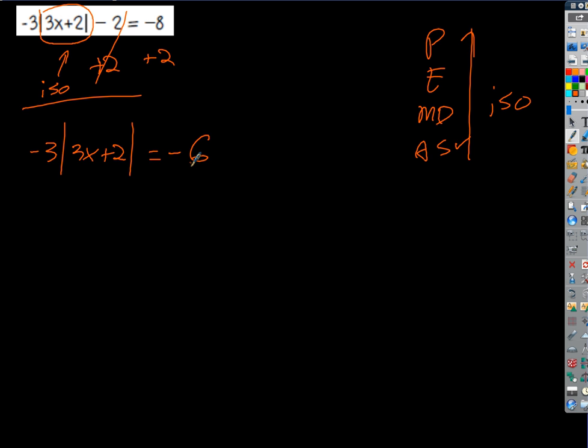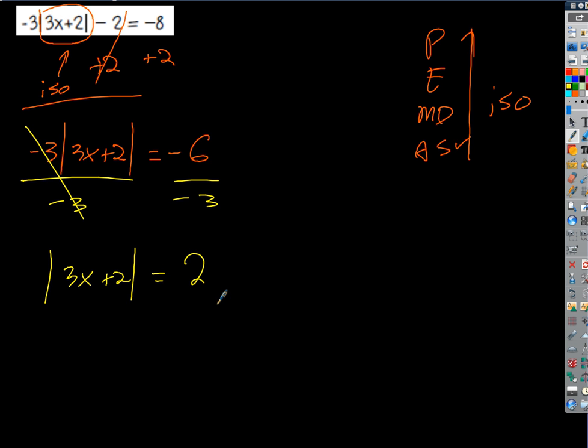Okay, multiply? Divide, right? Now I have to get the absolute value part by itself, I have to undo multiplying by -3. What's the inverse of multiplying? Dividing. Good. So we'll divide each side by -3. And on the left side, I'm going to get the absolute value of 3x plus 2, equals positive 2. Okay, good.